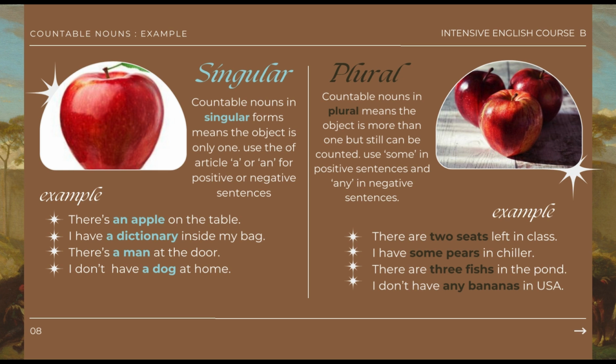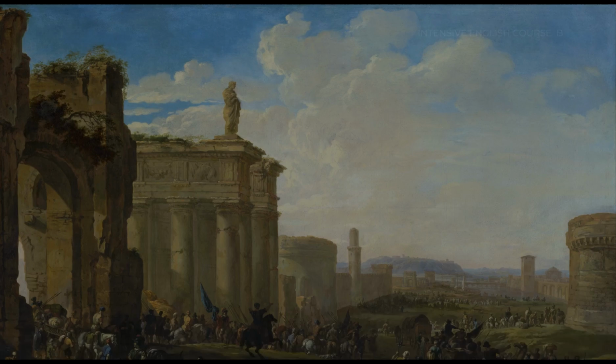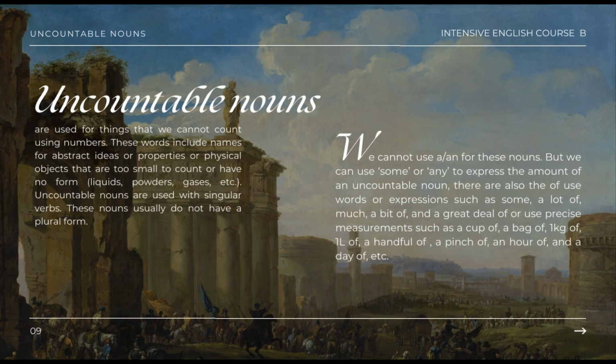Next, let's move to the uncountable nouns. Uncountable nouns are used for things that we cannot count using numbers. These words include names for abstract ideas or properties, or physical objects that are too small to count or have no form, such as liquids, powders, gases, etc. Uncountable nouns are used with singular verbs. These nouns usually do not have plural forms.